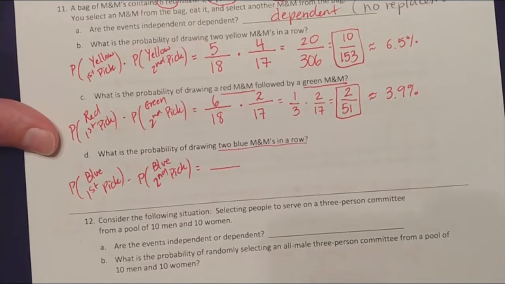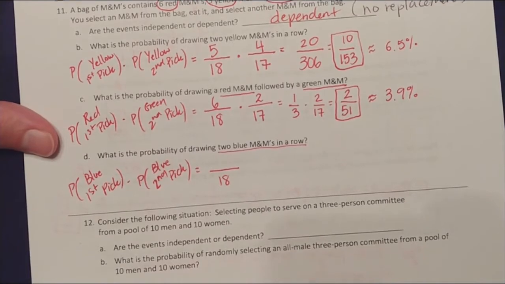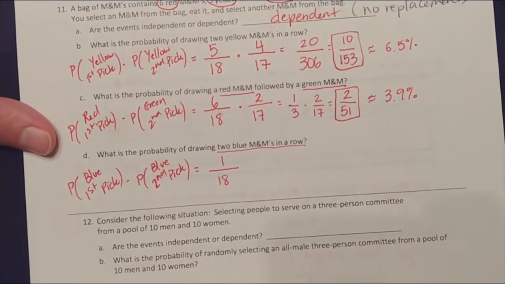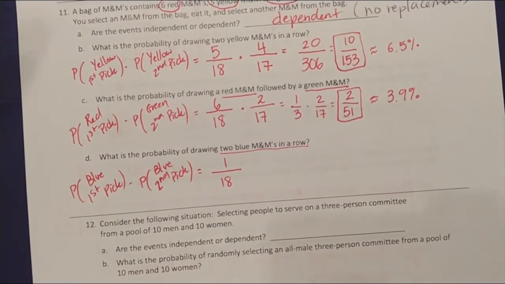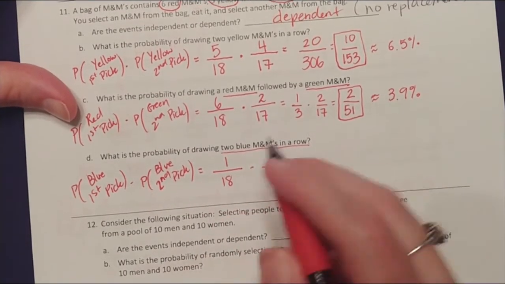All right, so restart the game. We have 18 M&Ms still. But now, how many are blue that we have to pick from? Well, we only have 1 blue M&M. Okay? So, you have a chance of 1 out of 18 of getting that blue and eating it. So now you ate the blue.